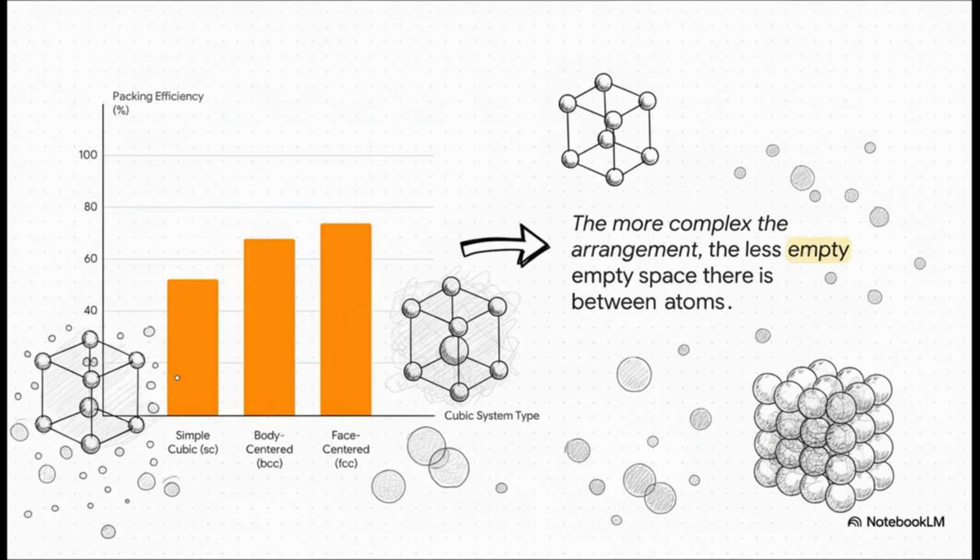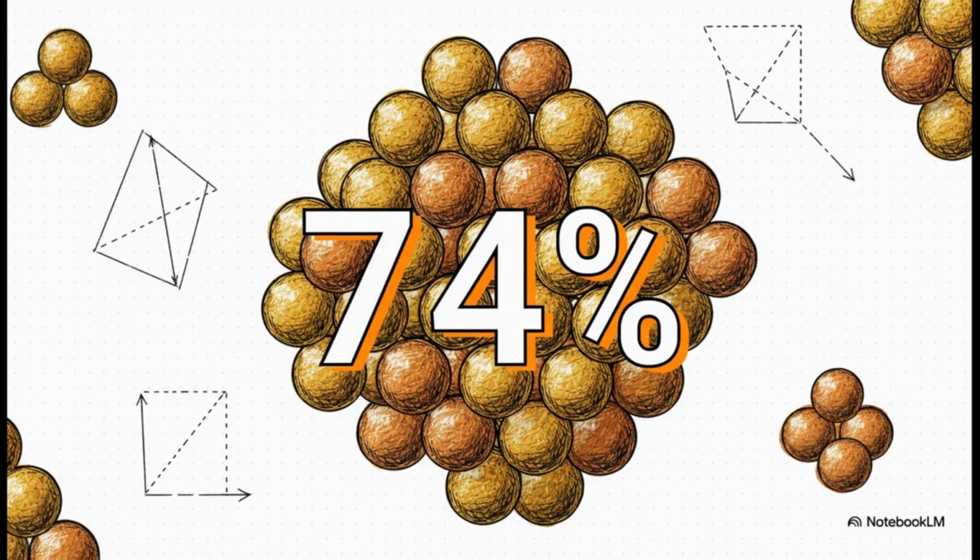I mean, that is a lot of empty space, but as you move to the more complex arrangements like body-centered and face-centered cubic, boom, the packing efficiency jumps way, way up. And here it is, the absolute limit, 74%. You simply cannot pack identical spheres any tighter than this. It's a mathematical constant, a universal speed limit for packing, and it's the structure that a ton of metals like copper and gold naturally use to be as dense and stable as possible.